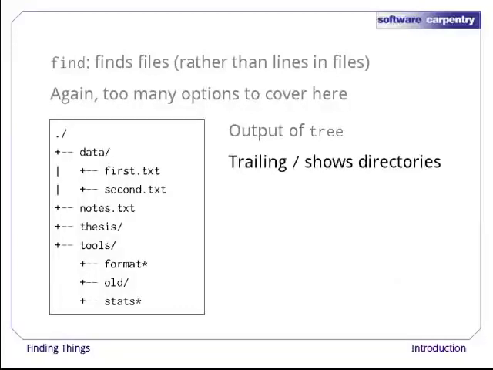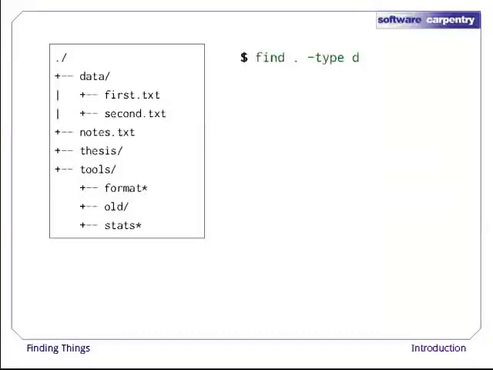As with ls -F, trailing slashes show directories, and trailing stars show files we could run as programs. For our first command, let's run find . -type d. Here, dot is the root directory of our search. Find will only look in it and the things it contains. -type d means things that are directories.